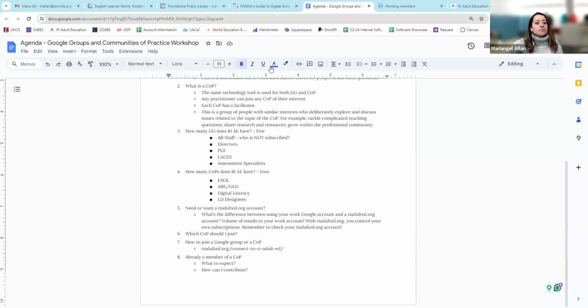All right, so now let's stop here for a second and do a little bit of a practice session. I'm going to share my screen on the website and show you where you can go to find all of these Google groups and all of the COPs and join yourself to them. The website is riadulted.org. I just need to move my tabs for a minute.